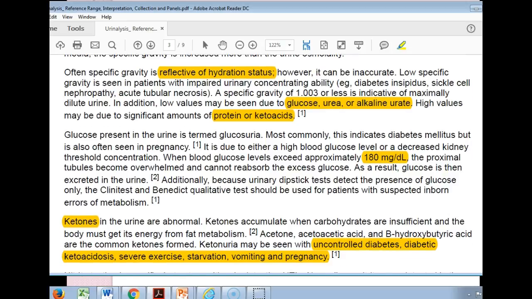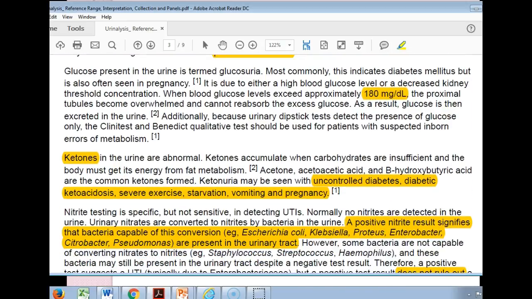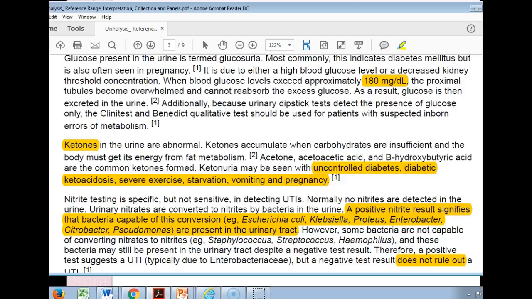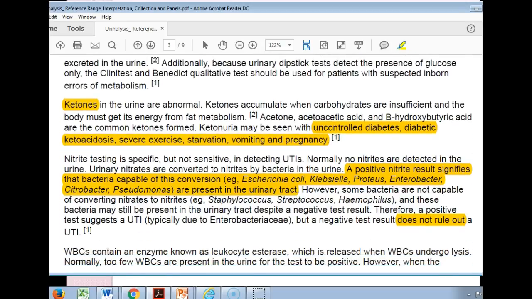Glucose, of course, shows up only with very high levels of glucose in the blood. Ketones are usually considered abnormal, but we can see situations where severe exercise, vomiting, pregnancy, and starvation can cause some ketones in the urine. So I've seen it in vomiting quite a bit myself in urgent care environments, and you always want to recheck it after the fact.